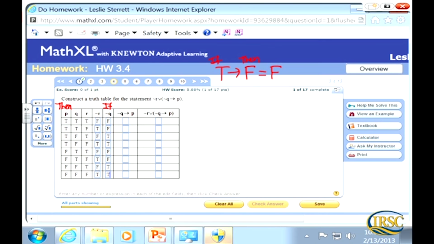What do you guys think? True. If false, then true. Okay, here's the same thing. If false, then true. True. If true, then true. True. If true, then true. If false, then false. If false, then false. If true, then false. Okay, that one is false. Good. And then another, if true, then false. False. Okay, so any questions on how we did that column?